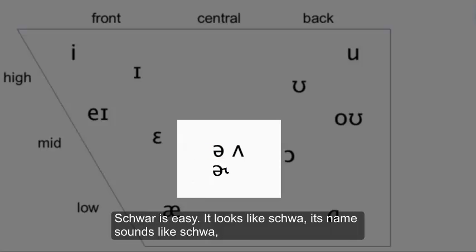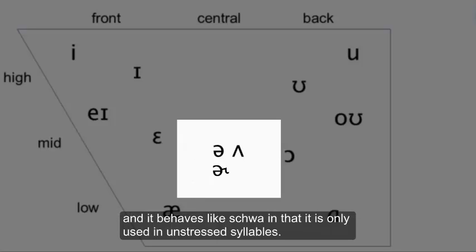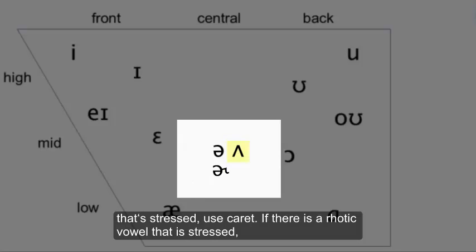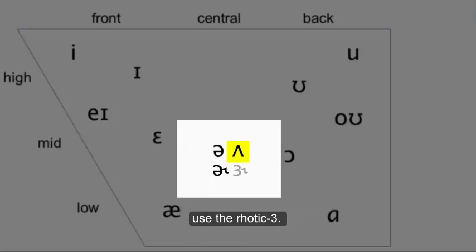R-schwa is easy. It looks like schwa, its name sounds like schwa, and it behaves like schwa in that it's only used in unstressed syllables. And this leaves the stressed vowels. If there's a mid-central non-rhotic vowel that's stressed, use carat. If there's a rhotic vowel that's stressed, use the rhotic 3.